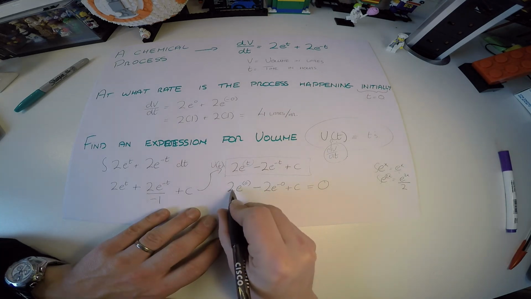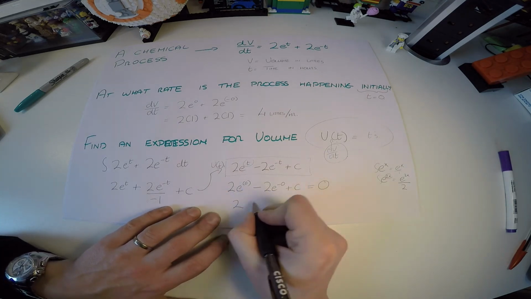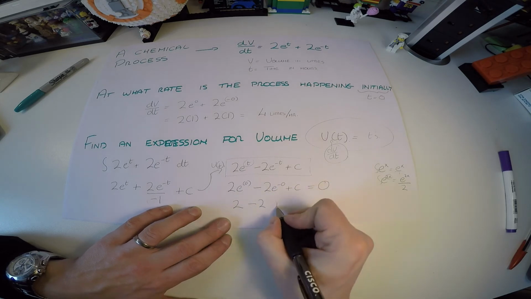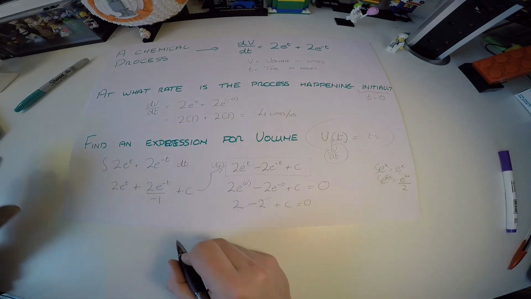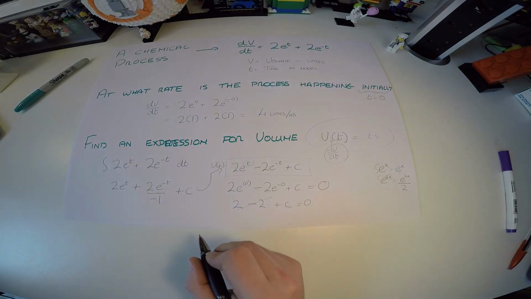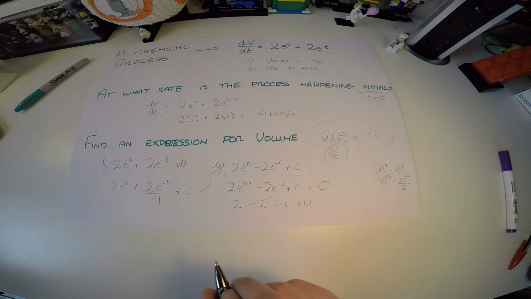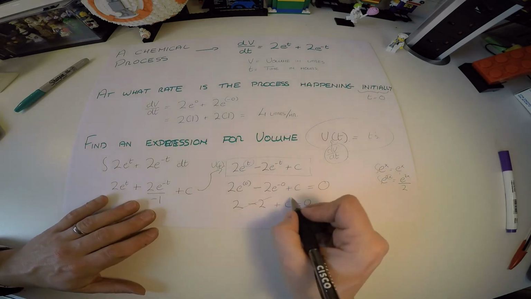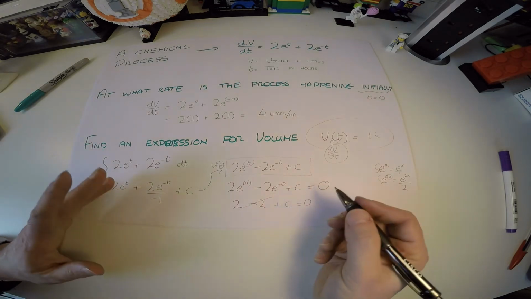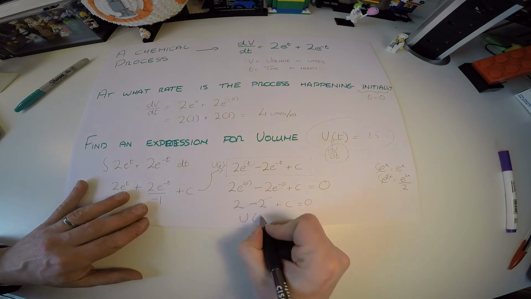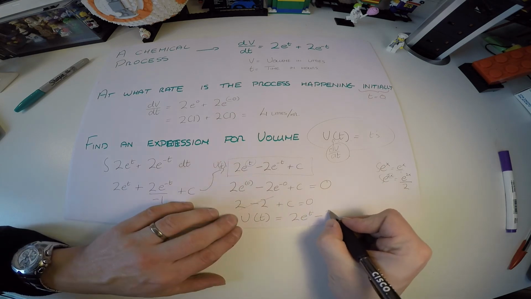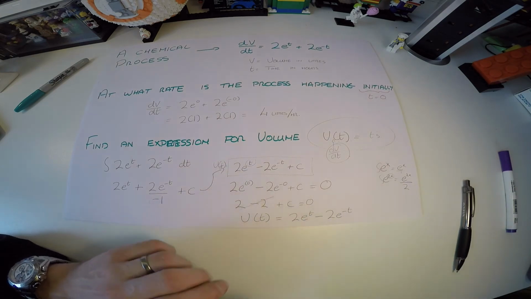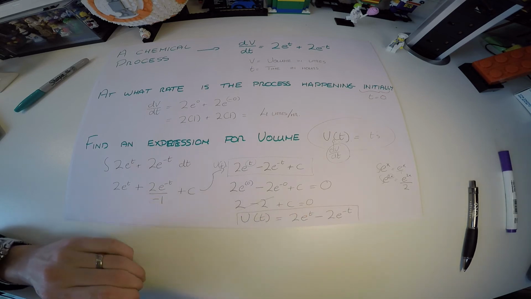This is 2, because e to the 0 is 1. E to the 0, this is minus 2, plus c is equal to 0. 2 minus 2 is gone. So what have we got for c? Well, c is actually only equal to 0, it turns out. So it may seem a little bit unfair to have to go that far, but we can definitely drop our constant now because we know our constant will be 0 for this. So actually, V of t is just simply equal to 2e to the t minus 2e to the minus t. And that's your answer for that part.